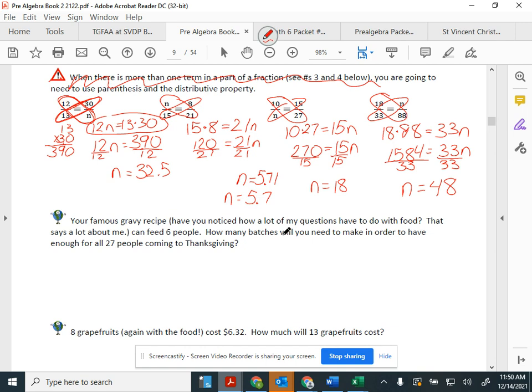All right, your famous gravy recipe. Have you noticed a lot of my questions have to do with food? Yeah. That says a lot about Mr. Schultz. He can feed 6 people. How many batches will you need to make in order to have enough for all 27 people coming to Thanksgiving? How should I set this up? How would I set up my proportions?